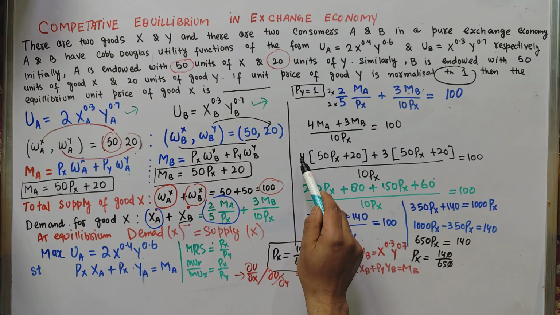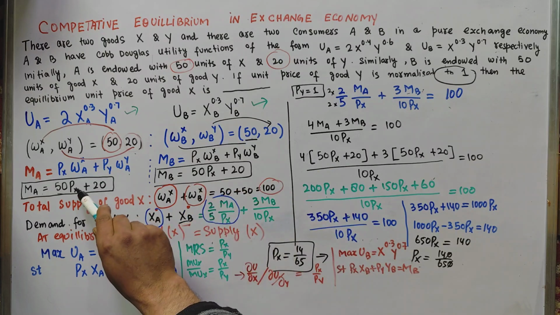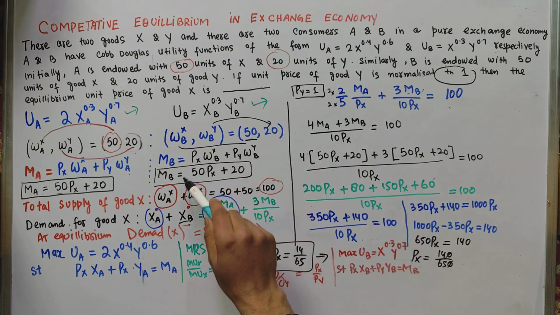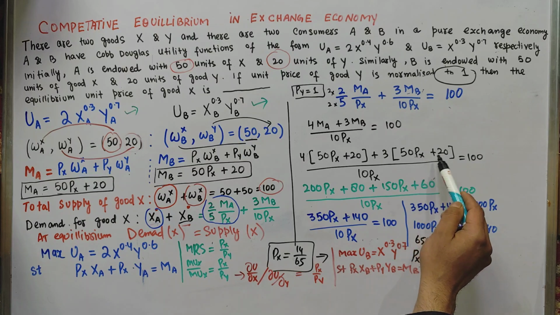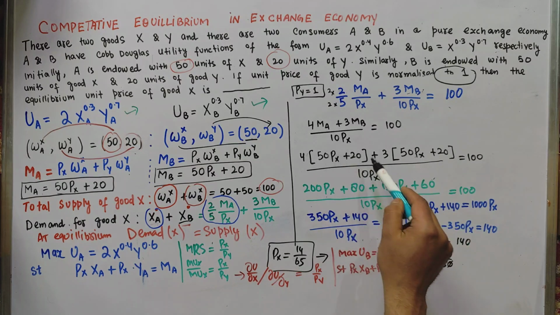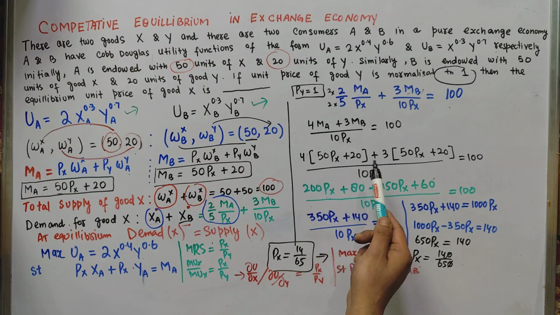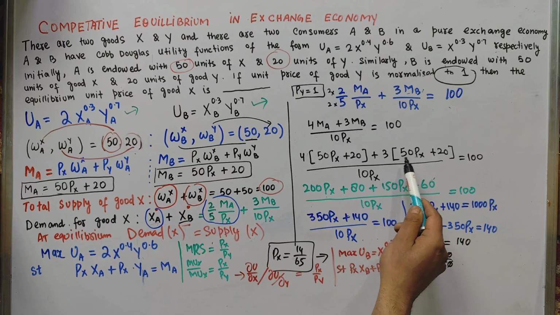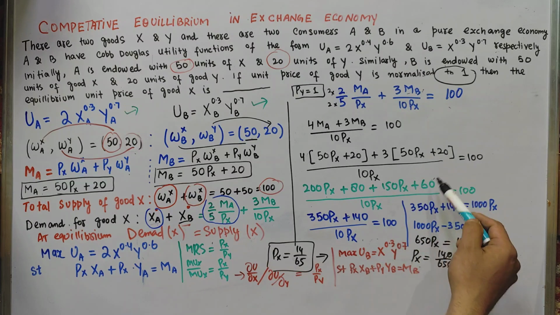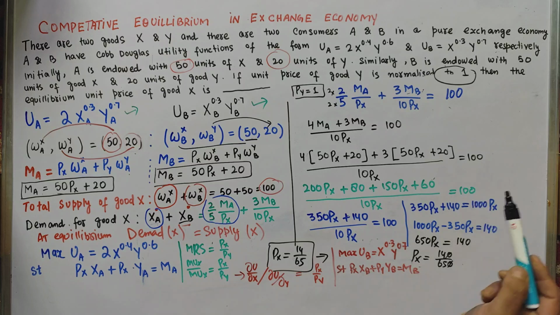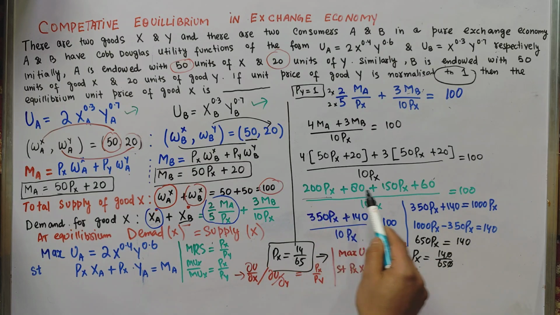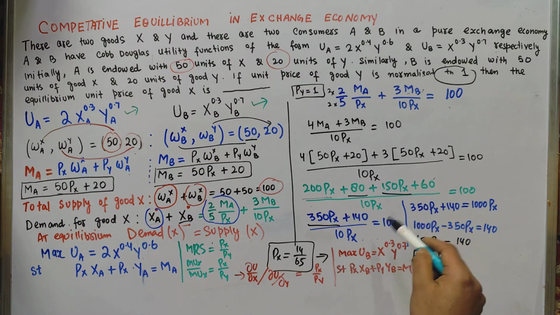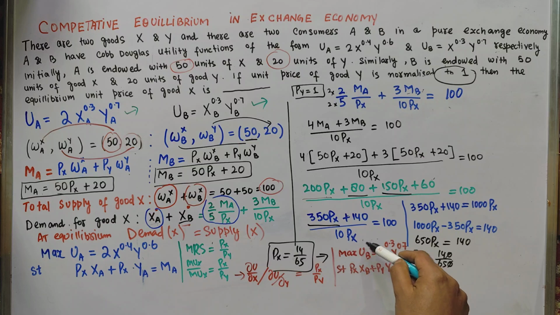Now 4 times the income of consumer A, which is 50 PX plus 20, plus 3 times MB, the income of consumer B, which is 50 times PX plus 20, divided by 10 PX, is equal to 100. Doing the multiplication, 4 into 50 is 200 PX plus 4 into 20 is 80, plus 3 into 50 is 150 PX plus 3 into 20 is 60, upon 10 PX should be equal to 100. So 200 PX plus 150 PX sums up to 350 PX, and adding 80 and 60 sums up to 140, divided by 10 PX.